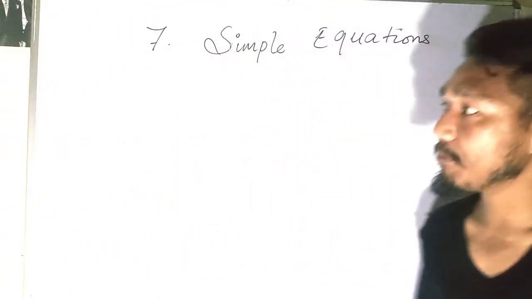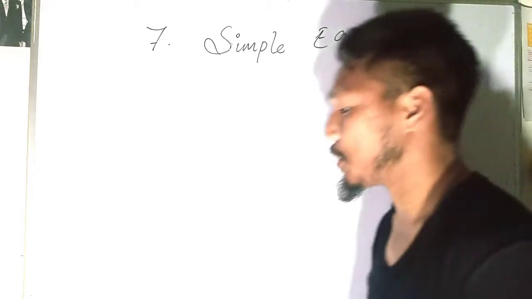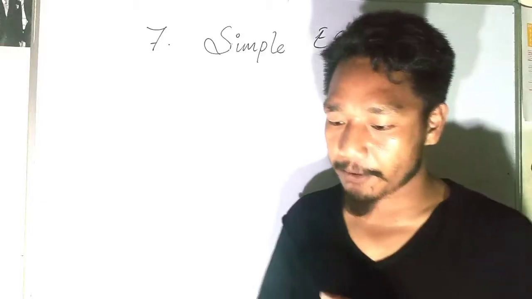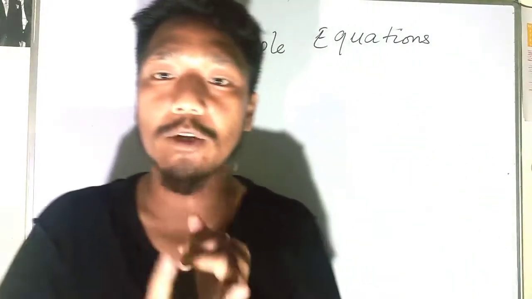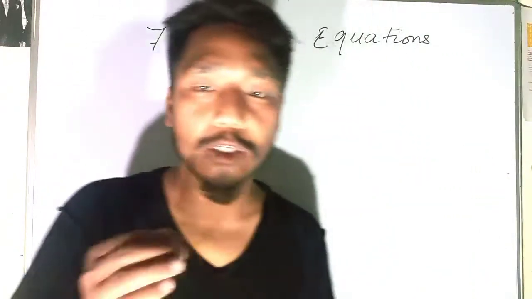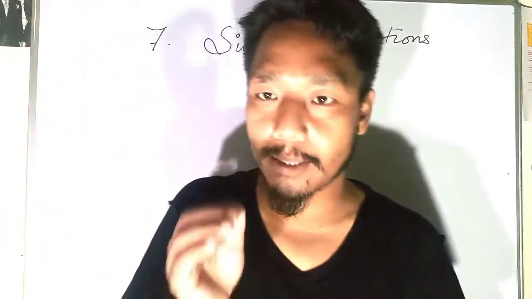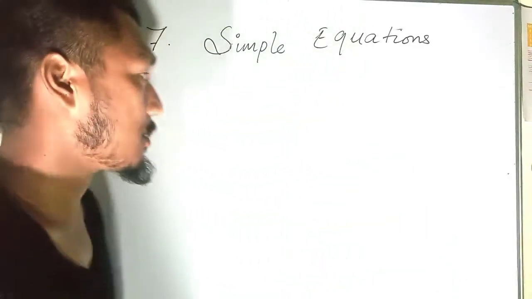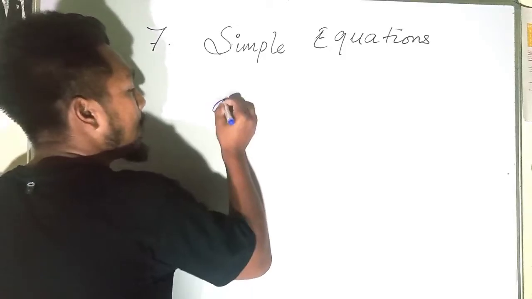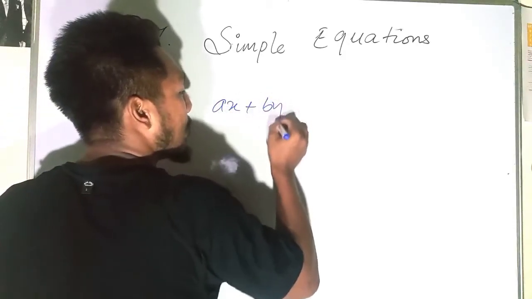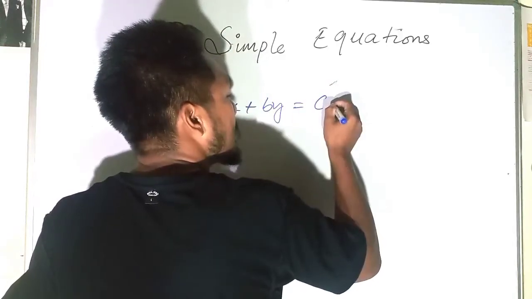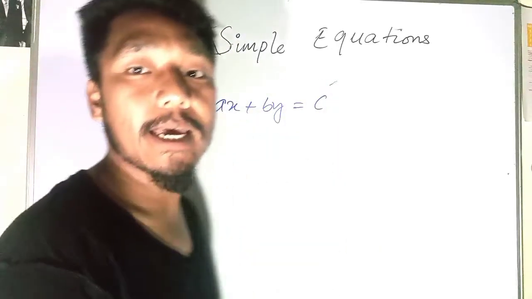Under simple equations we will try to learn what equations are, and we have already known what a variable is and what a constant is. What do you mean by an equation? An equation is a statement of equalities where it consists of one or more variables. Like this: let's say ax plus by is equal to 7c. This is what we call an equation.